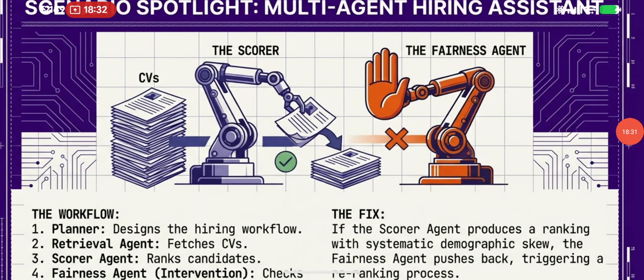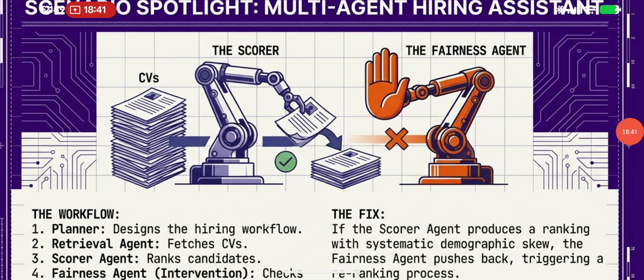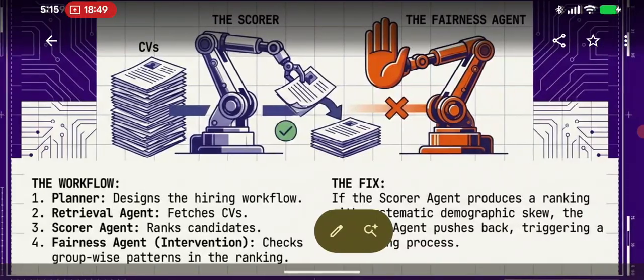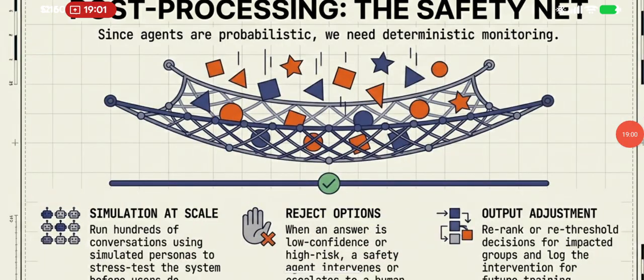What the fairness agent will do is check the scores, and if there is any demographic skew or gender skew, it will push those results back to the scorer and the flow to re-evaluate, right? So if the scorer agent produces a ranking with systematic demographic skew, the fairness agent pushes back, triggering a re-ranking process.